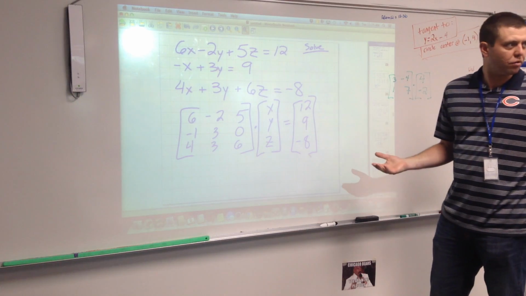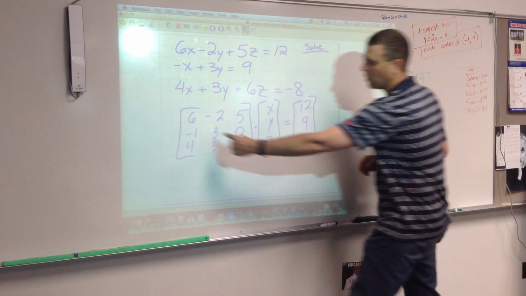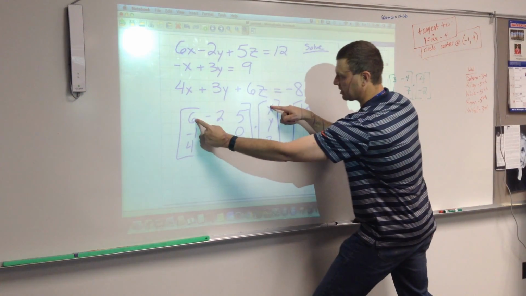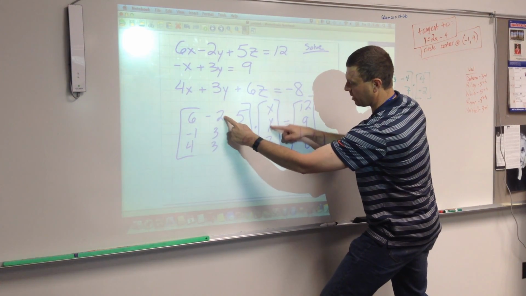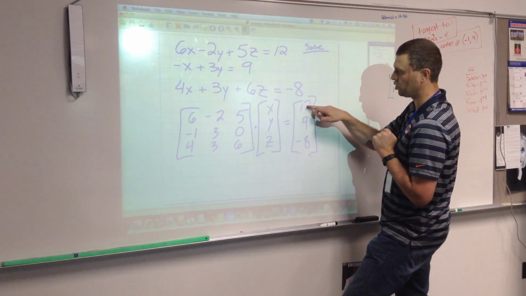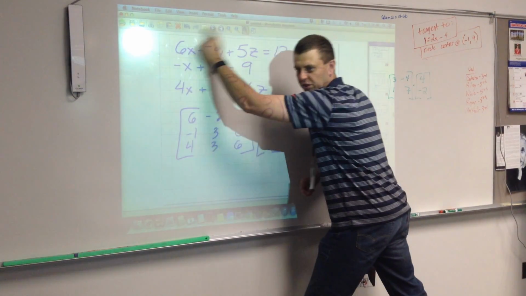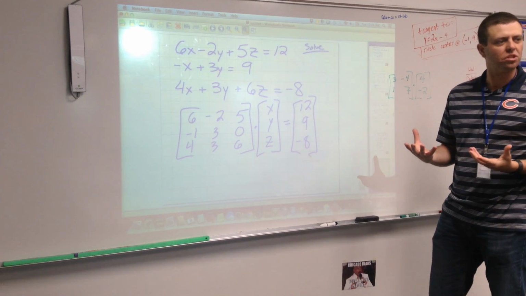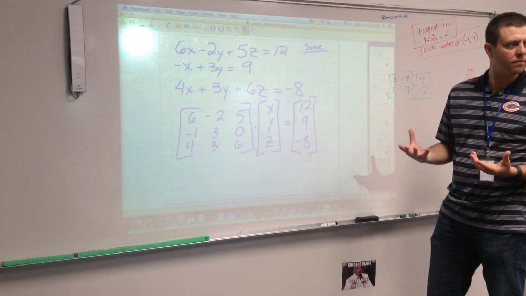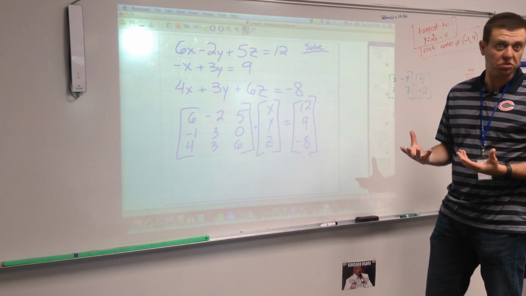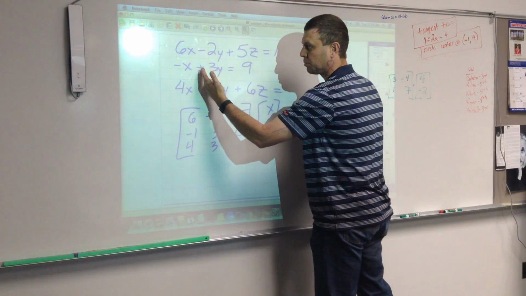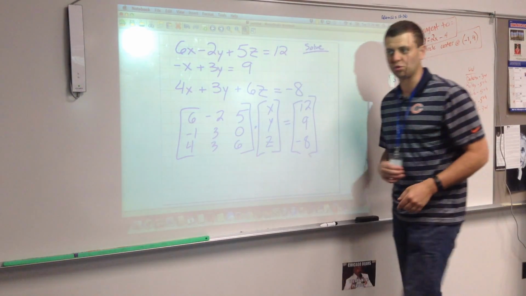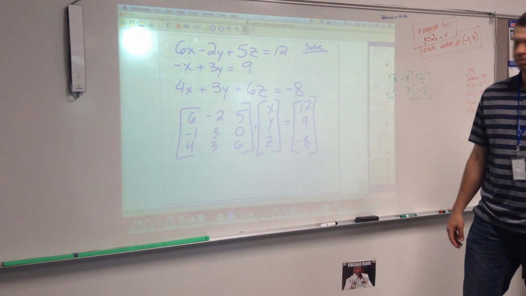Remember how matrix multiplication works: I go across the rows and down the columns. So 6x plus -2y plus 5z has to equal 12, which is exactly what that first equation says. Why did I put the 0 in the spot I did? Because there are no z's, right? There's -1x plus 3y plus 0z equal to 9. So make sure you put that placeholder in there. Okay?